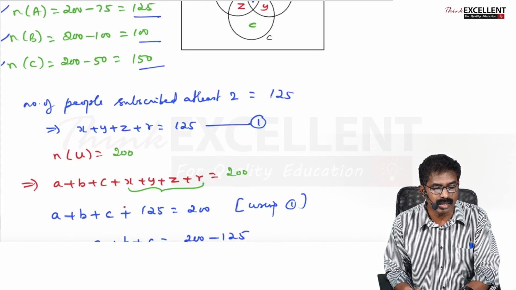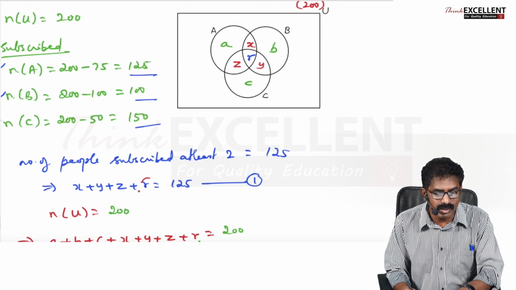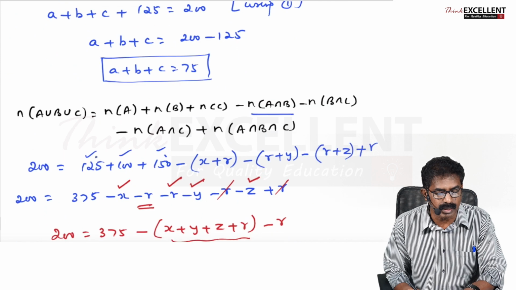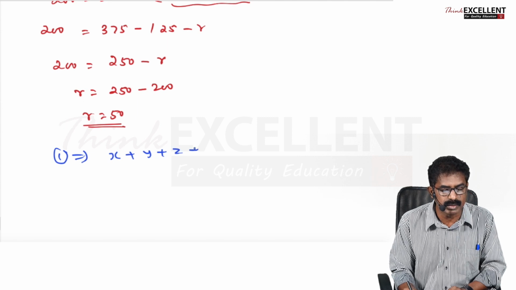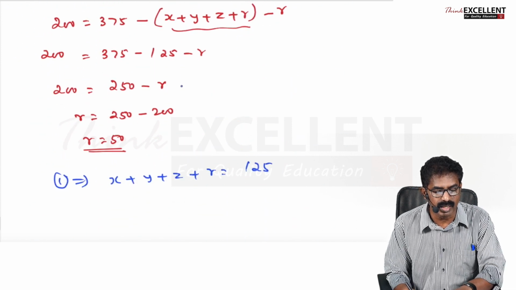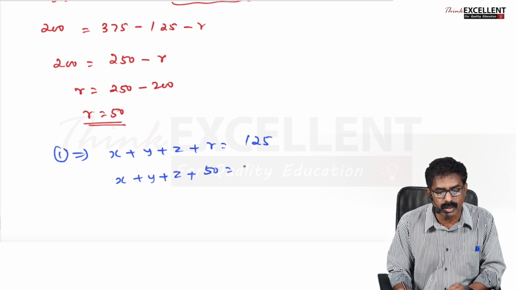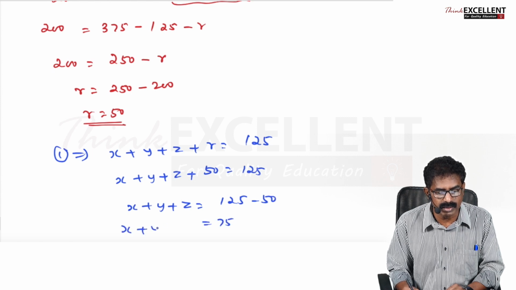See what they asked here? R is 50, but we want X plus Y plus Z. So again we use equation number 1. That R value, you substitute, so you can find the value of what? X plus Y plus Z. So equation 1 becomes, put this value in equation number 1. Equation number 1 says X plus Y plus Z plus R equal to 125, right? R value 50. So X plus Y plus Z plus 50 equal to 125. Take that 50 to the other side. X plus Y plus Z equal to 125 minus 50. So that is also what? 75. So X plus Y plus Z is 75.